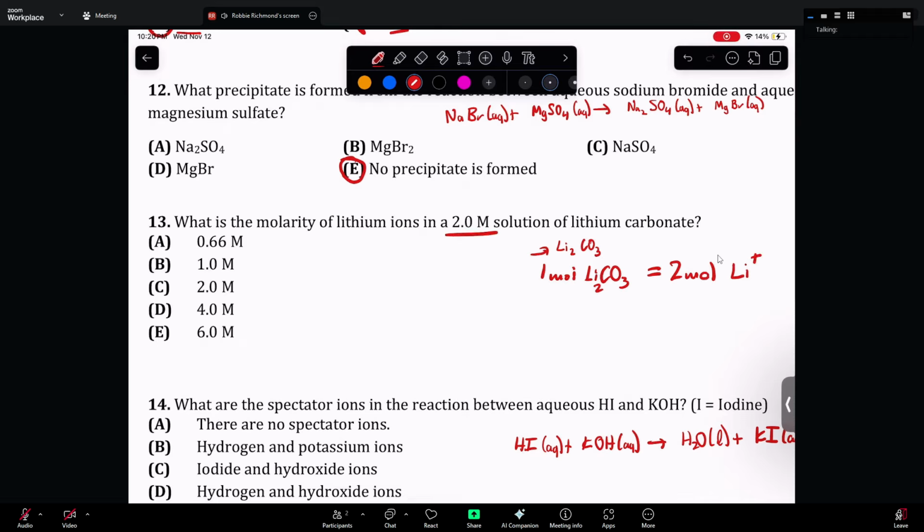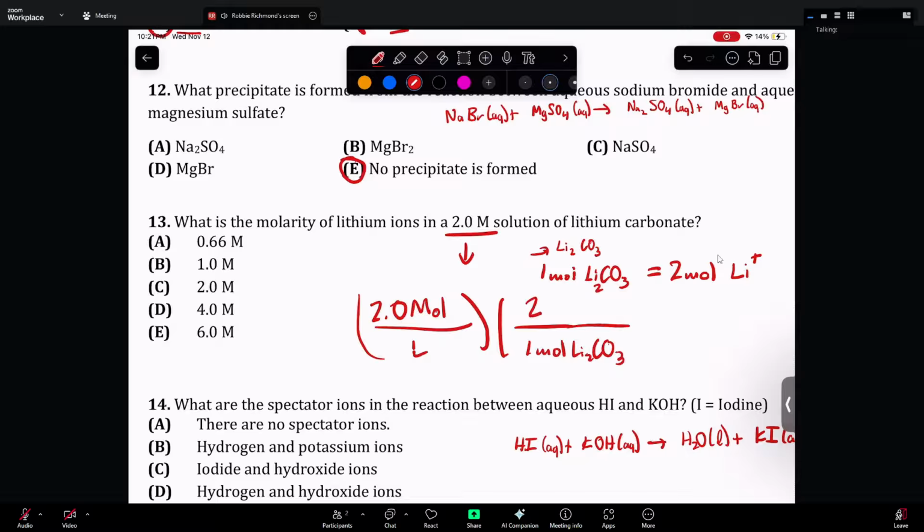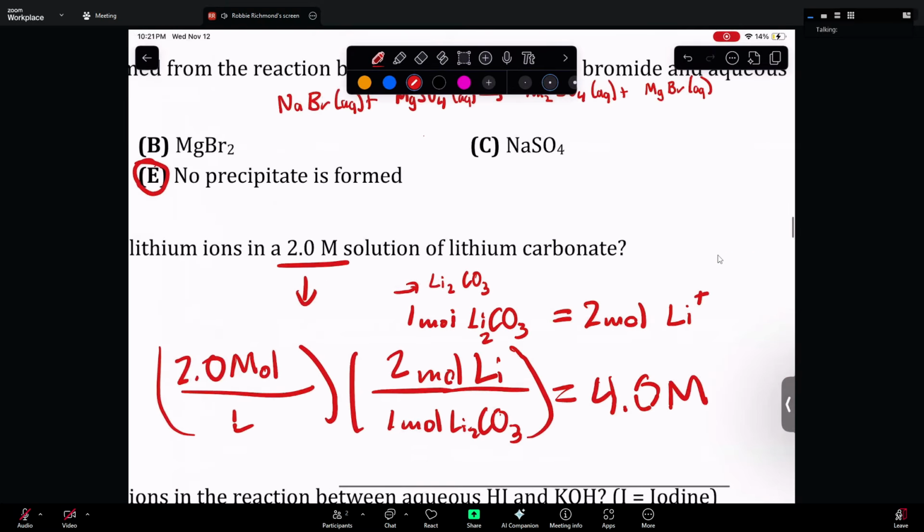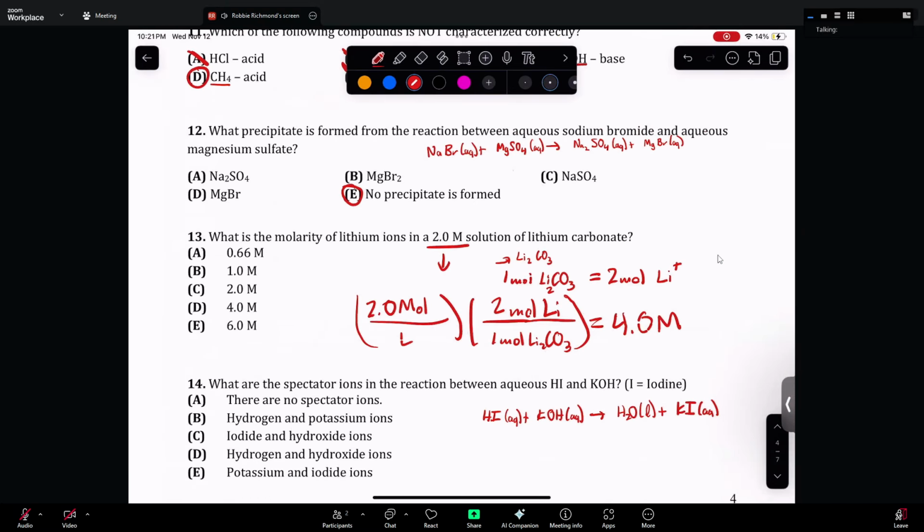This concentration will be doubled. And to show it in a dimensional analysis way, 1 mole of the lithium carbonate generates 2 moles of the lithium, which doubles that concentration. Yep. Answer choice D.